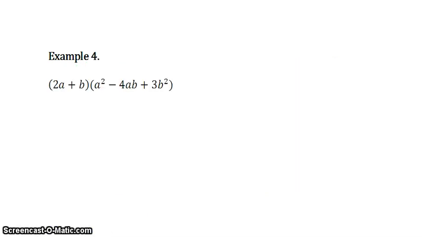Now this is an example to illustrate why I like to not think of FOIL necessarily, but to think about what multiplication means.